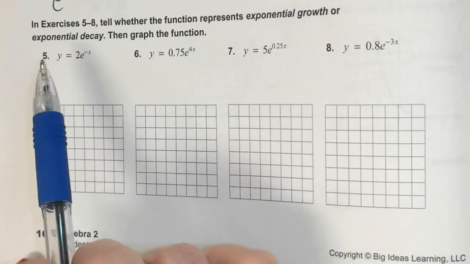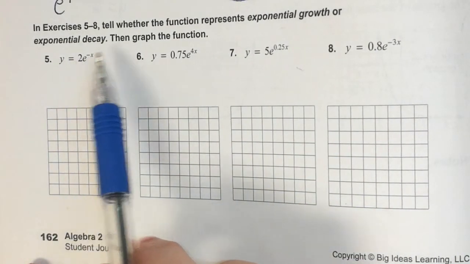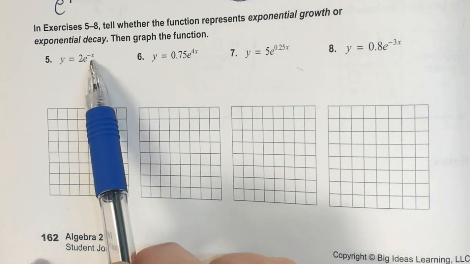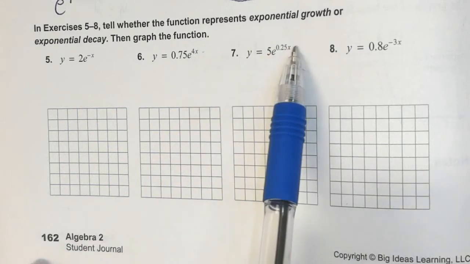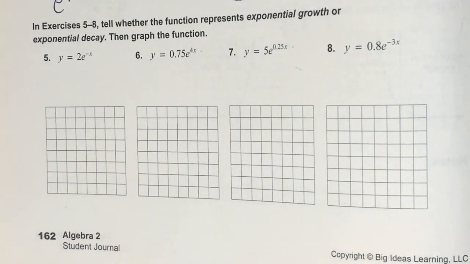All right, I want you guys to go through, check these out based on what we just talked about. And all of these, A is positive, so that's not going to change anything. So it just has to do with the exponent. You need to figure out whether it's growth or decay. So write growth or decay under each one of them.